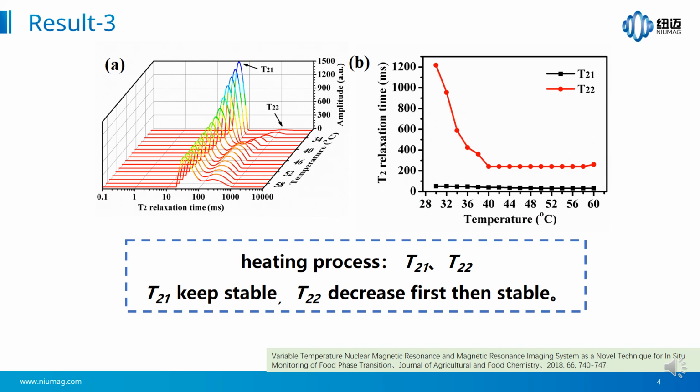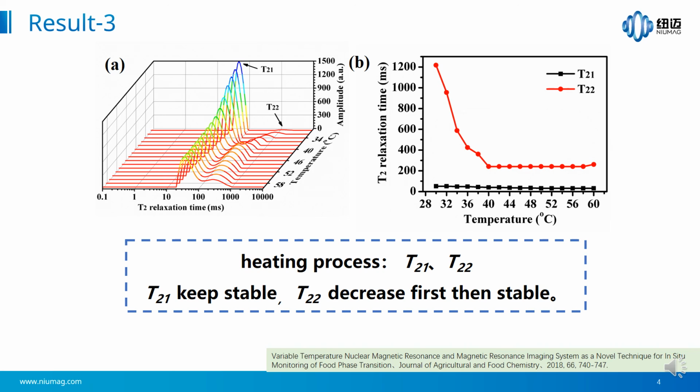Now let's look at the process of heating up. We got 2 T2 in the heating process, T21 here and T22 here. And we can see T21 keeps stable. That means the motility of water did not change so much. On the other hand, T22 tells another story. It decreased sharply before 40 degrees. I think the environment of water in the sample changes a lot in this process.